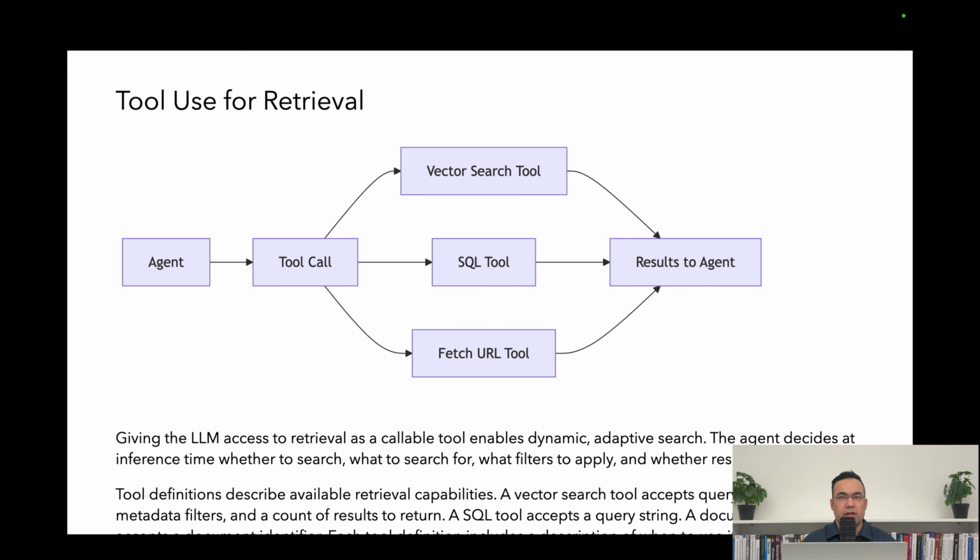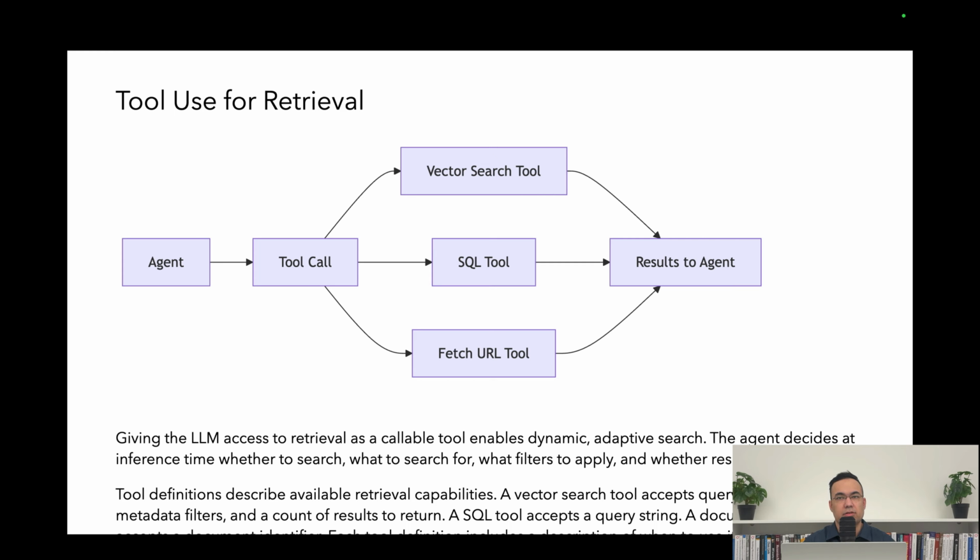Let's talk about giving the LLM access to retrieval as a callable tool. Tool definitions describe available retrieval capabilities. A vector search tool accepts query text, optional metadata filters, and a count of results to return. A SQL tool accepts a query string. A document fetch tool accepts a document identifier. Each tool definition includes a description of when to use it.